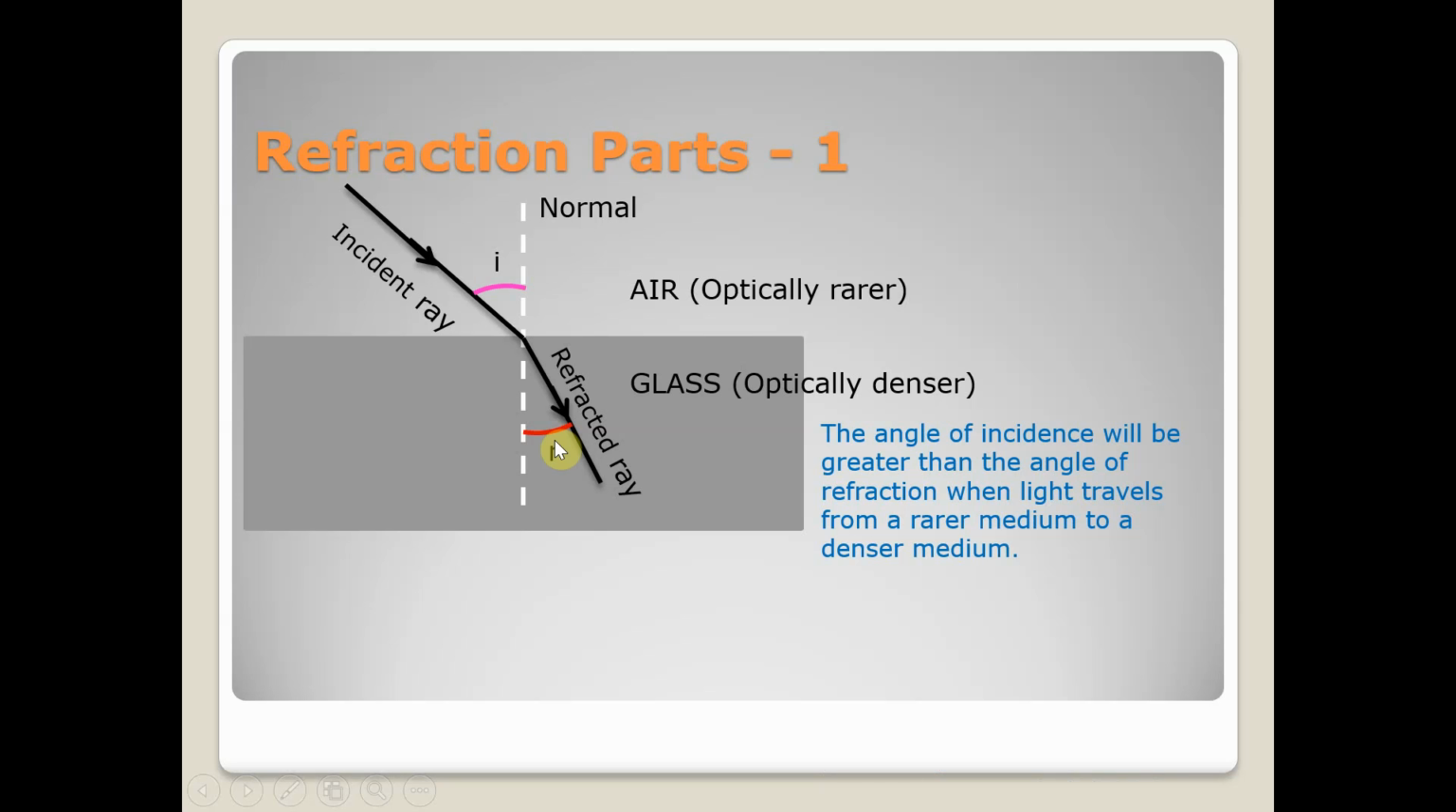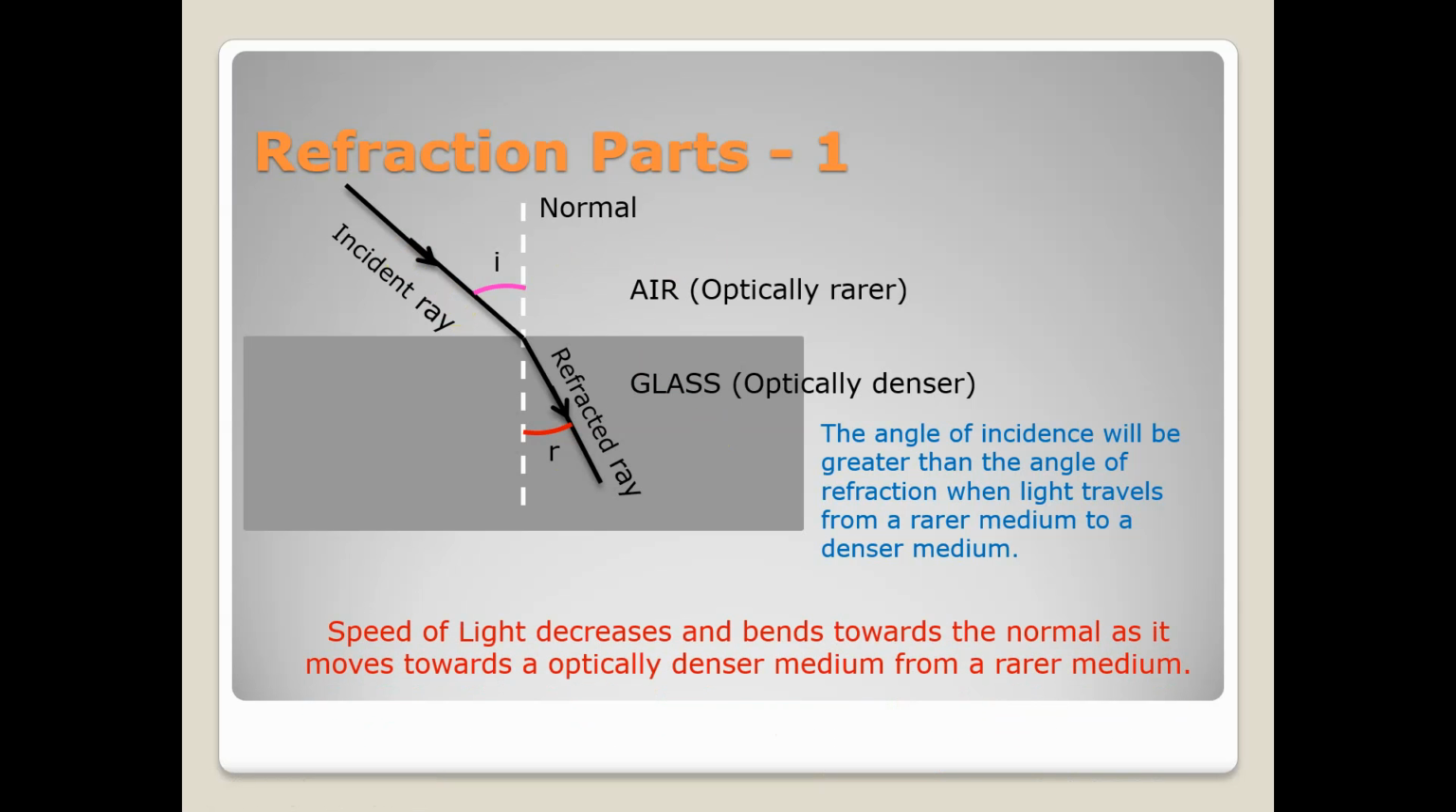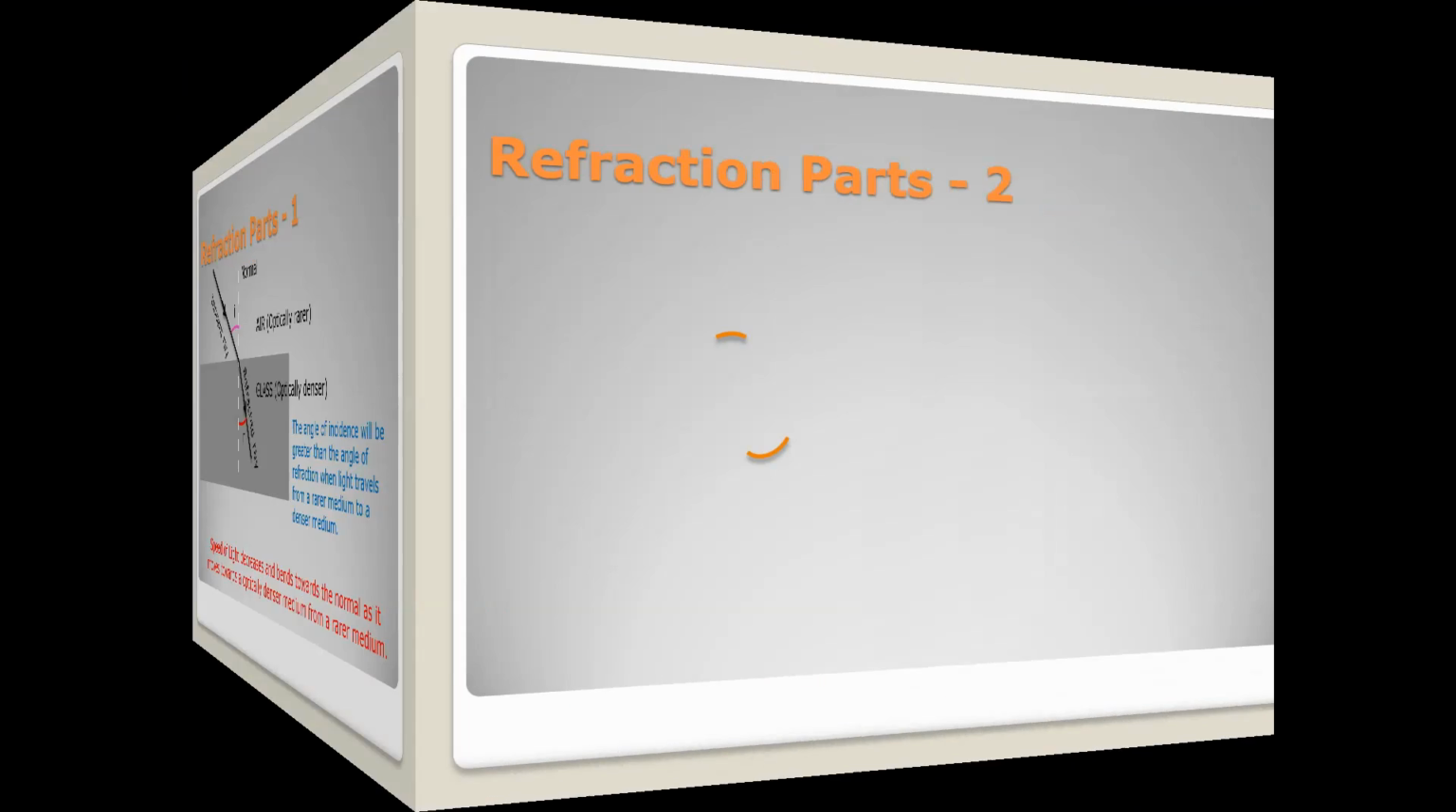The angle of incidence will be greater than the angle of refraction when light travels from a rarer medium to a denser medium. The speed of light decreases and it bends towards the normal as it moves towards an optically denser medium from a rarer medium.